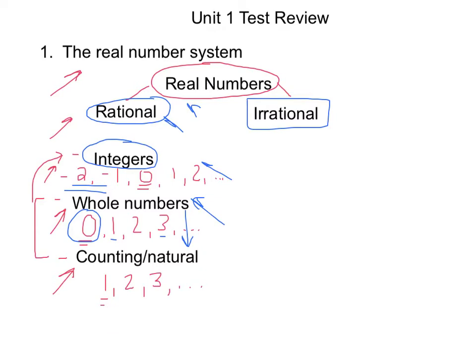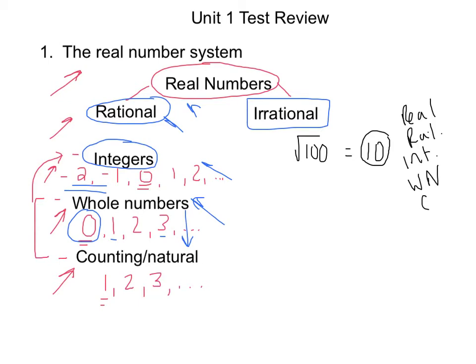Let's try classifying a few numbers. So let's look at the square root of 100. When you're given something to classify, make sure that you're classifying the simplified number. So right now, I want to look at what is the square root of 100, and I know that's 10. So now I'm classifying the number 10. The number 10, and I'm just going to go down my list, is real, it's rational, it's an integer, it's a whole number, and it's a counting number. So the number 10 has 5 different classifications.